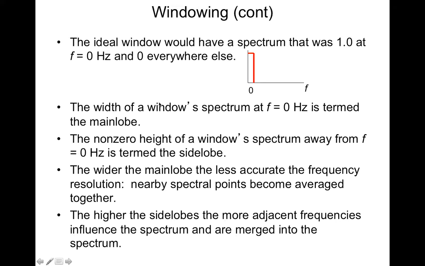The width of a window spectrum at 0 hertz is referred to as the main lobe. And the non-zero height of the spectrum away from 0 hertz is referred to as the side lobe. The wider the main lobe of the window, the less accurate is your frequency resolution, because nearby points are going to become averaged together. The higher your side lobes, the more adjacent frequencies influence the spectrum and become a part of the spectrum.